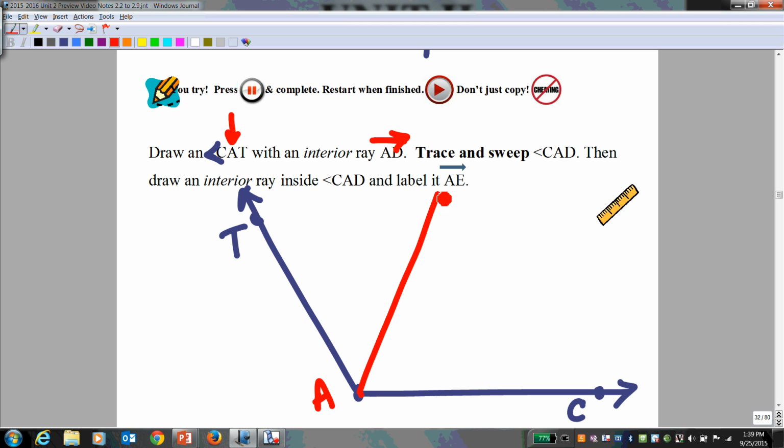If I don't tell you it's in the exact middle, if I don't use the word bisect, do not put it in the middle. Offset it a bit. AD, I want you to trace and sweep CAD. So trace and sweep CAD.